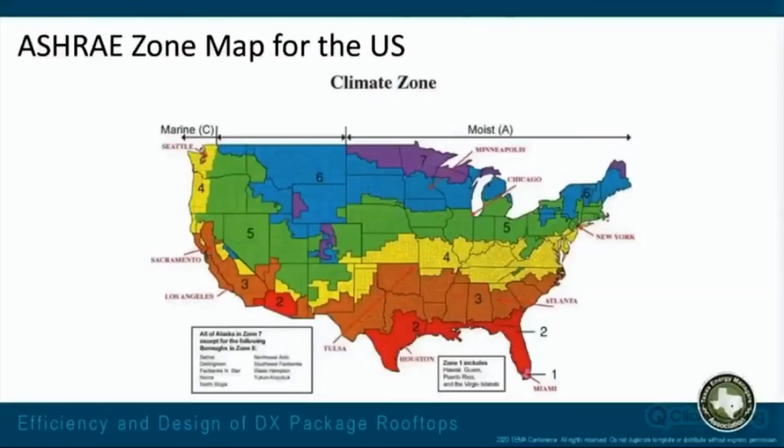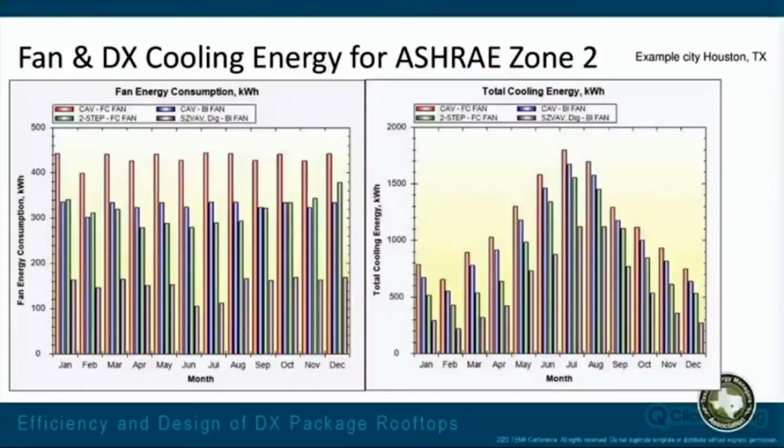Now I wanted to look at an ASHRAE zone map, and you can see the state of Texas is a lot in 3, quite a bit of 2, and then a little bit of 4 up there in the panhandle. So what happens with different climate zones? We looked at ASHRAE zone 3 already with DFW. So I decided to look at an ASHRAE zone 2, and we look at Houston, Texas. And we've got our fan energy and our total energy there.